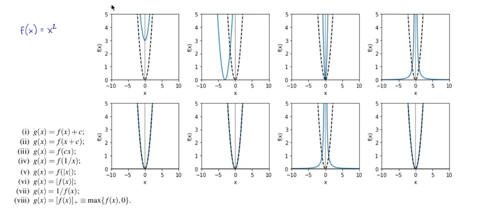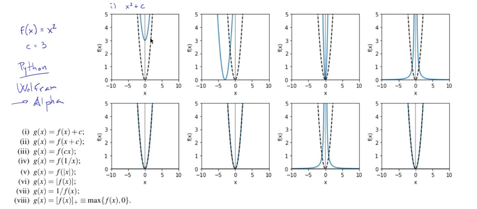So the first one is f of x plus c, which means that this is x squared plus c. I've chosen c equals 3 in this case. I've used a Python script to plot this, but you can use Wolfram Alpha, online, to plot these functions. It's super easy to do. In this case this is x squared plus c, which is x squared plus 3, and the blue line is this function g, and the dashed black line is the original function f.